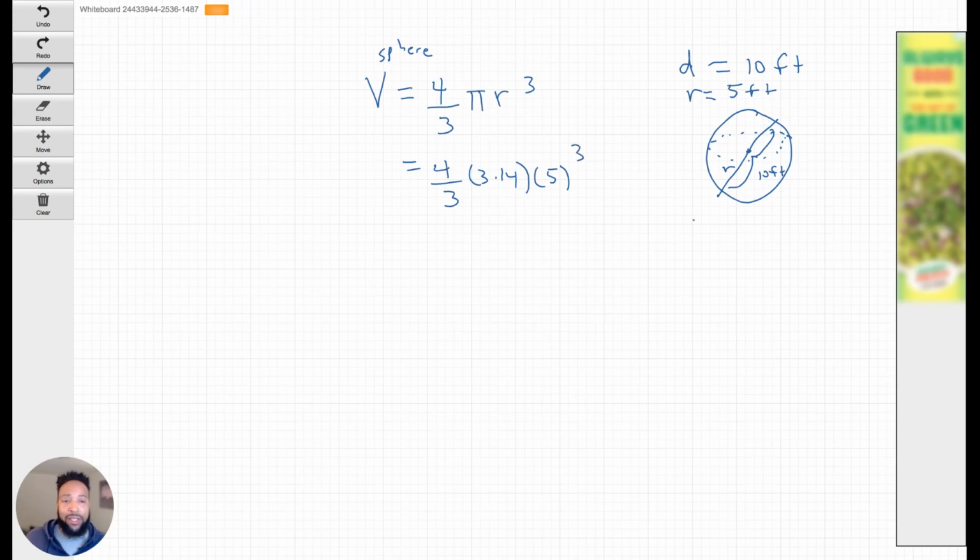So we come off to the side and say 5 times 5 times 5. 5 times 5 is 25, times 5 equals 125. So our equation is now 4/3 times 3.14 times 125.